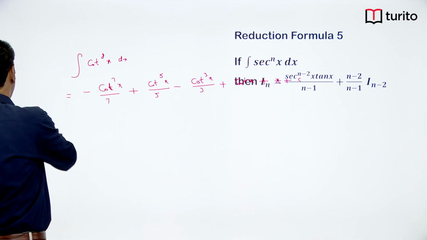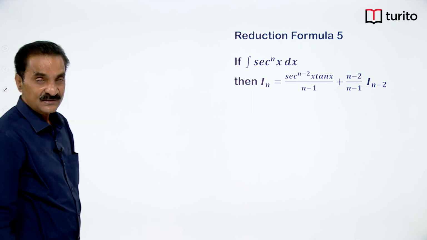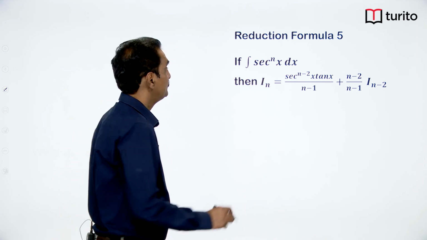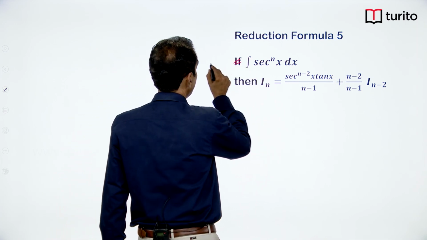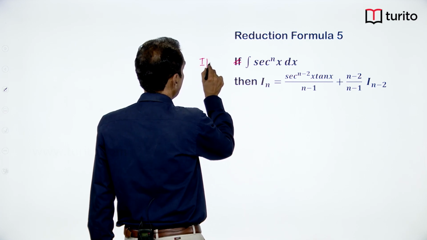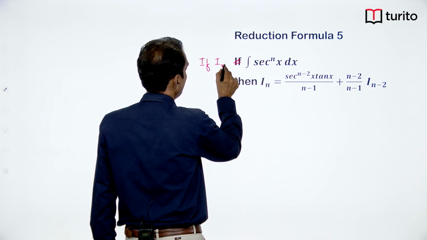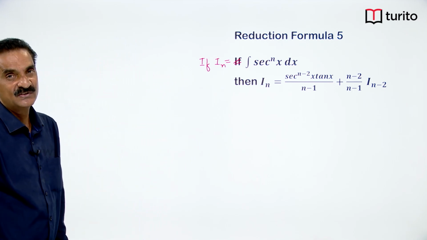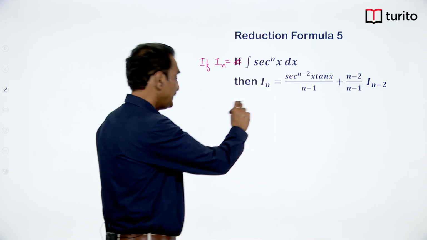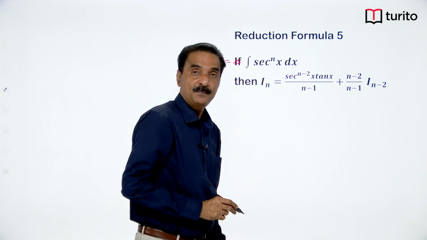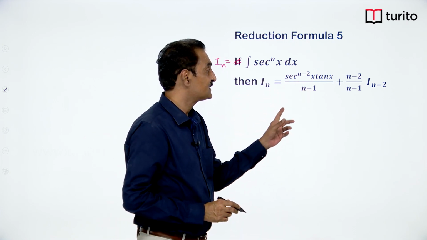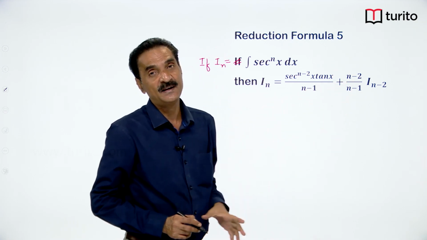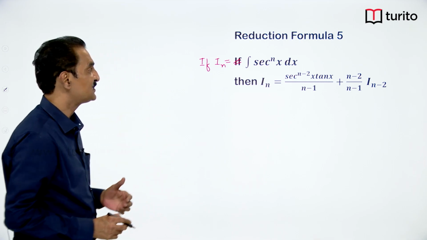Now, the next reduction formula: if In is equal to integral secant power n x dx, then In is equal to secant power n minus 2x into tan x by n minus 1 plus n minus 2 by n minus 1 In minus 2. Let us first prove it.